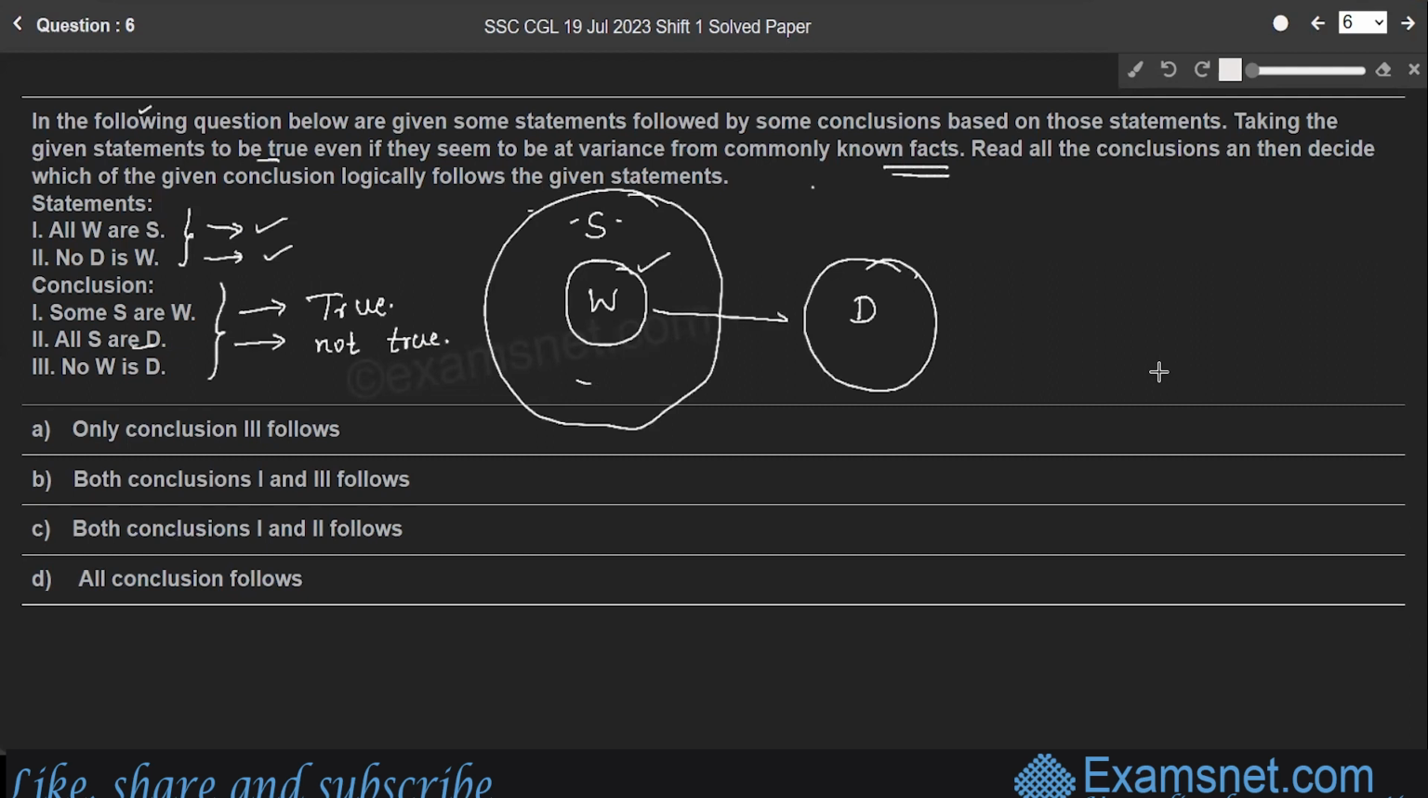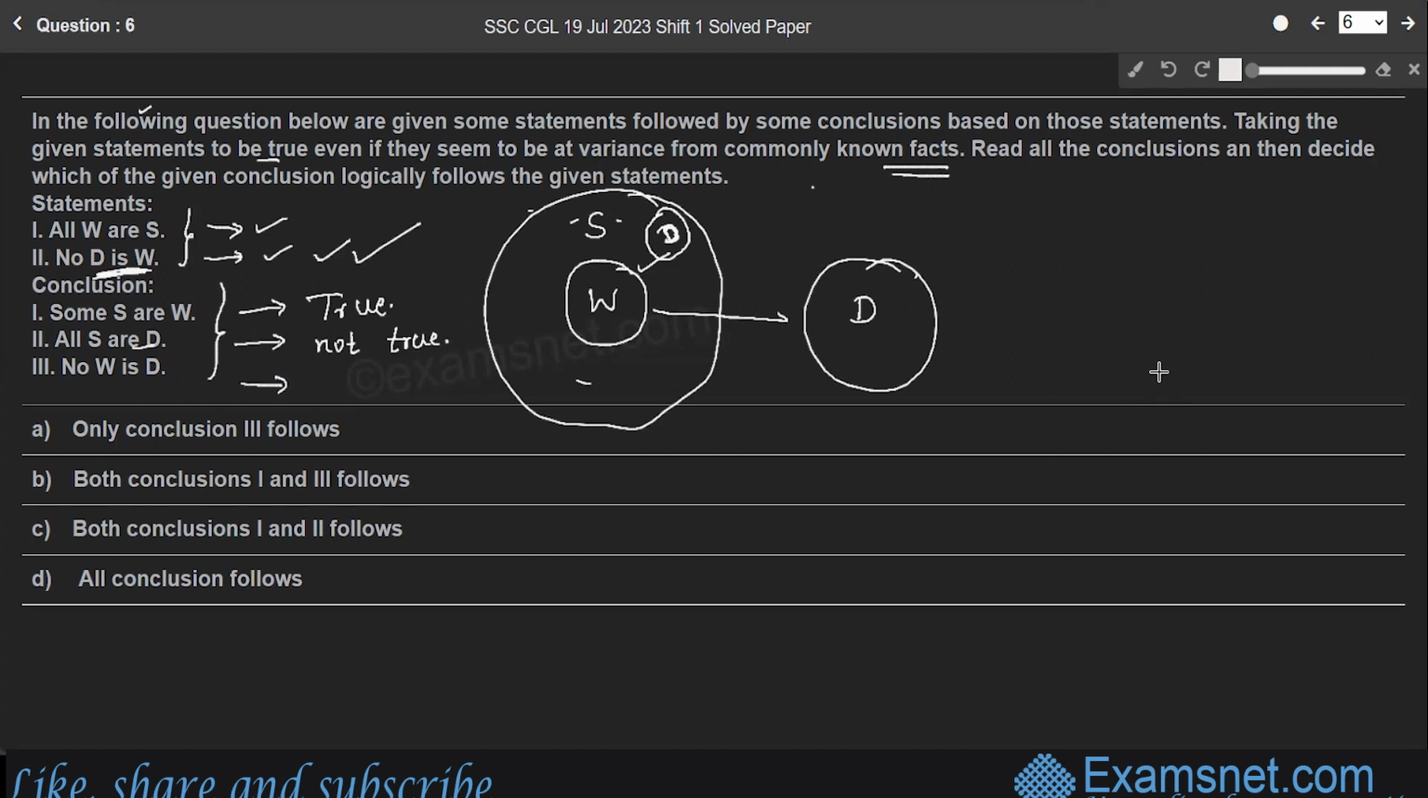Though some portion of S are D, all S cannot be D because it is strictly given that no D is W, right? Even if you consider D inside S like this, it follows the second statement: no W is D or no D is W. If you consider the set of D inside the set of S, according to the second statement it is strictly given that no D is W. So all S cannot be D, right? Therefore, it is not true.